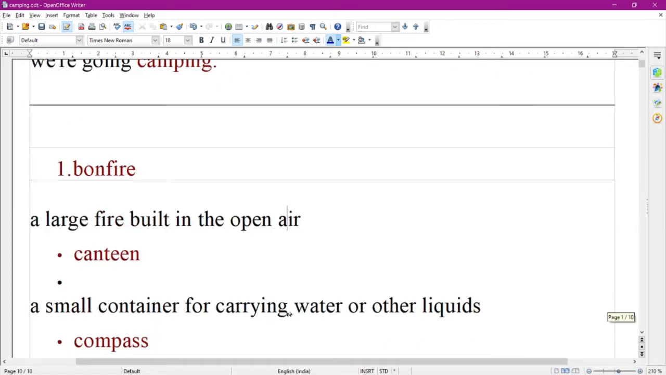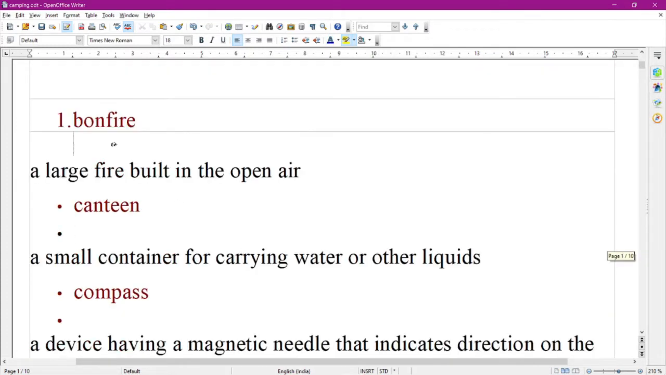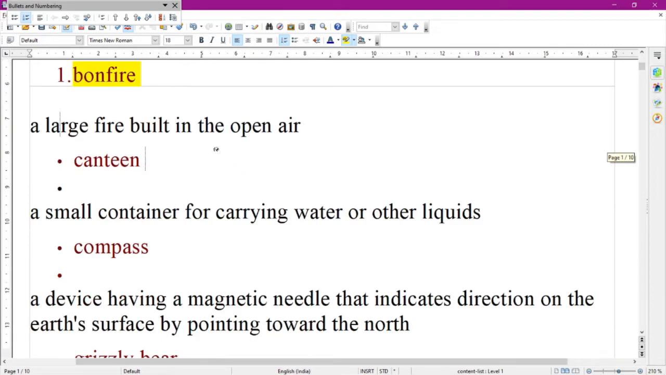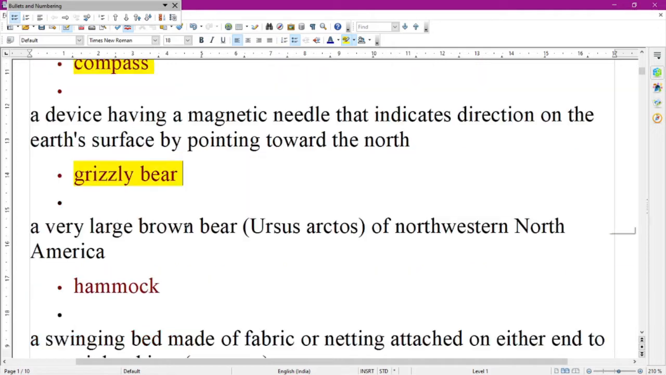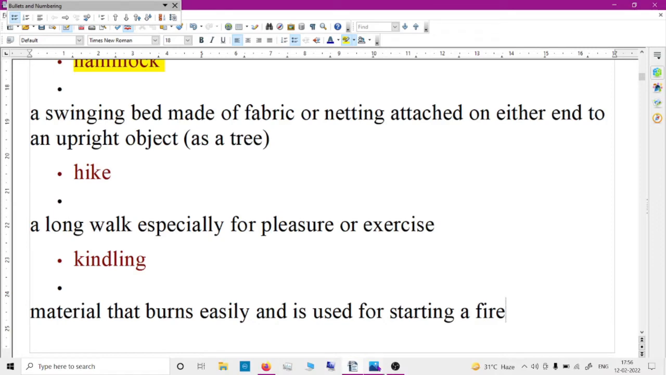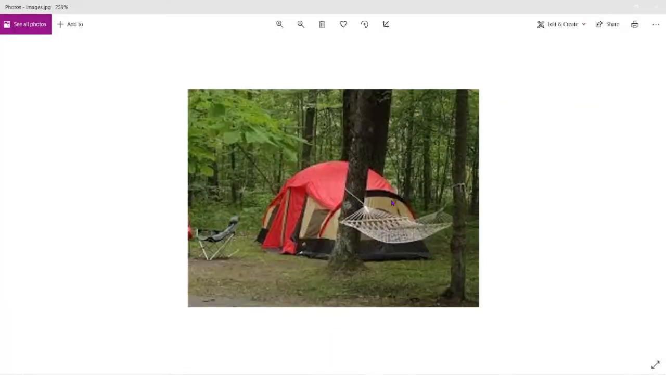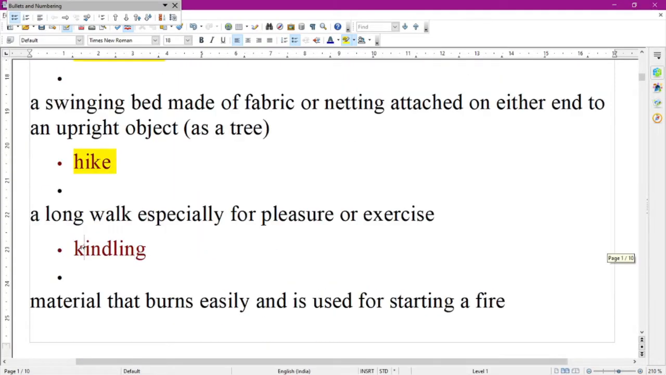Now we will look in detail at the related vocabulary. The first one is bonfire, or we can say campfire. Next, the explanation is given in normal letters in black color. Bonfire, canteen, compass. We can even face a grizzly bear, which means a large brown bear. Hammock. I showed you the hammock. This is known as a hammock. Hike, kindling.